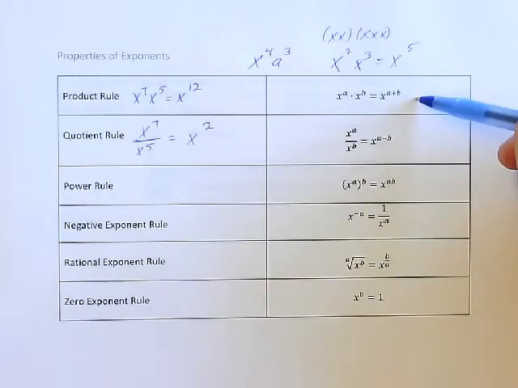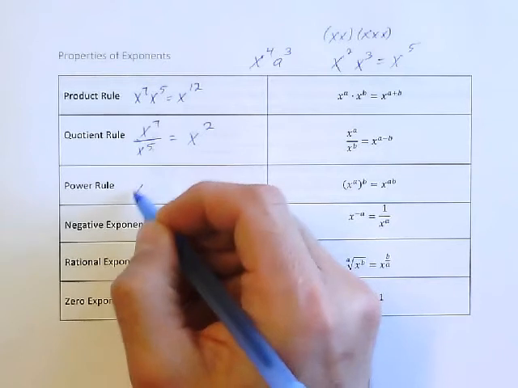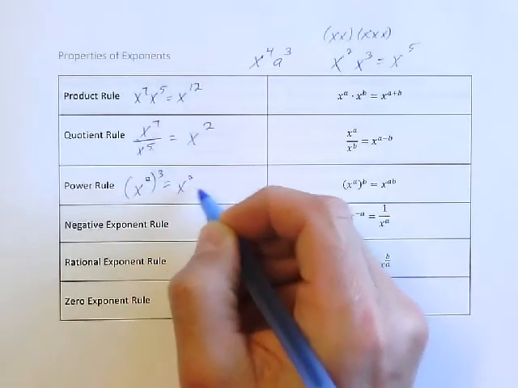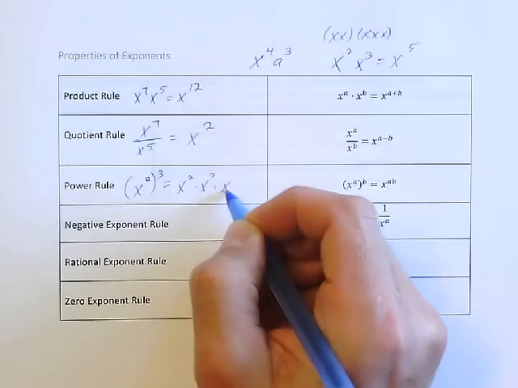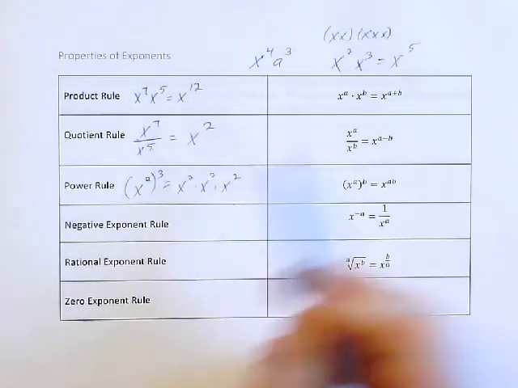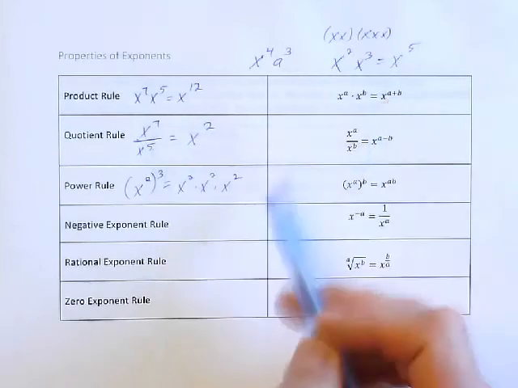The power rule is an extension of the product rule, in that you're basically saying if you have x squared to the 3rd, well, you have x squared times x squared times x squared. So it's just 2 plus 2 plus 2. It's this rule again.